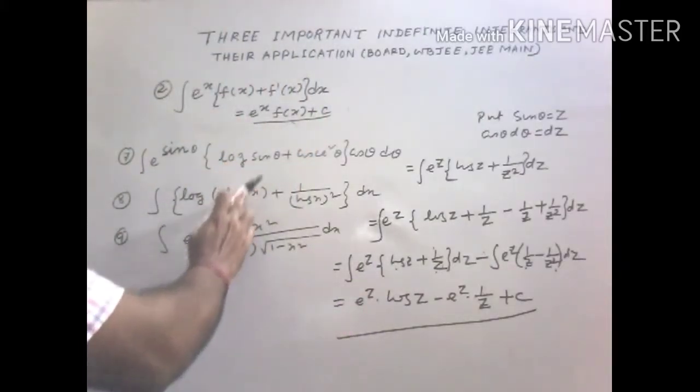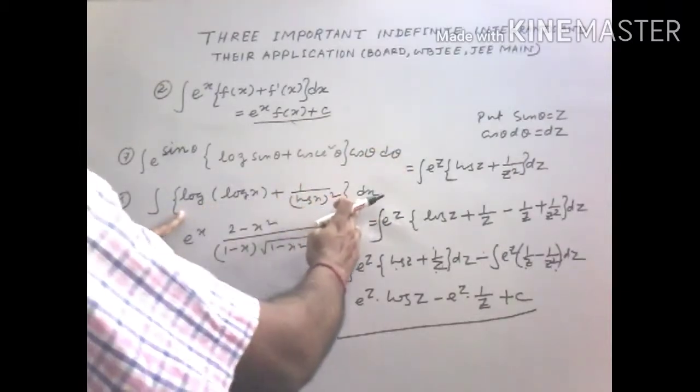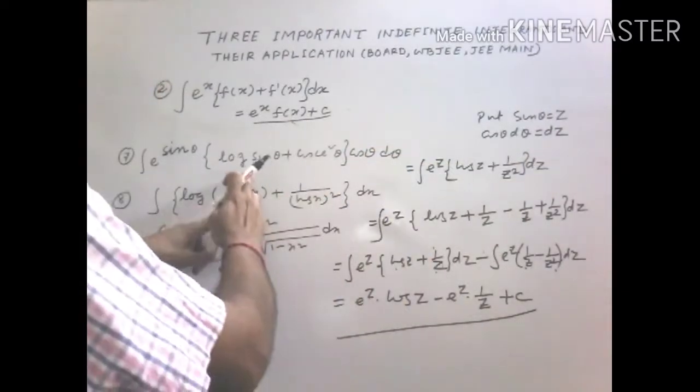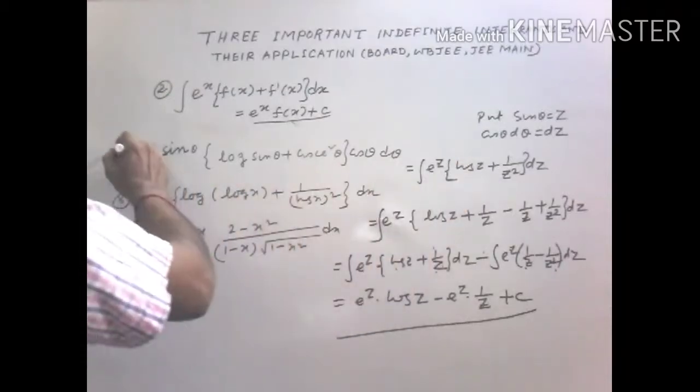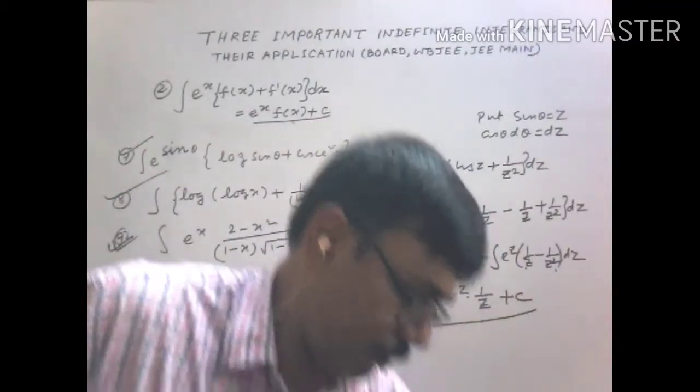Now this one is exactly the same. If you put log x equals z, then it reduces to the earlier one. So dx equals e to the power z dz, this is log z, 1 by z square. So 7 and 8 are exactly the same. So last, problem number 9.